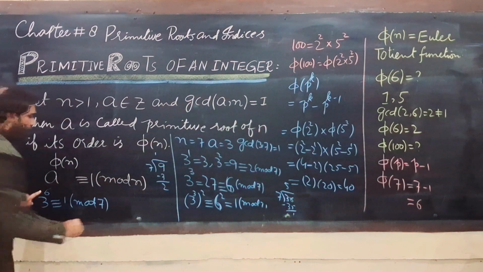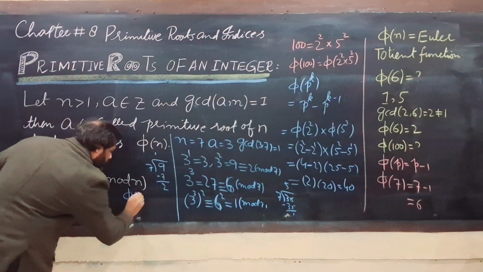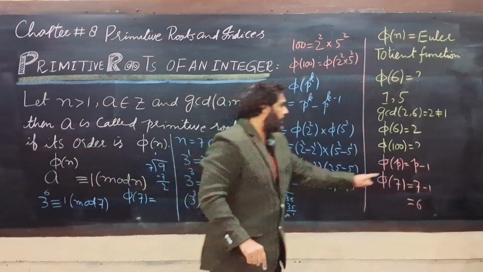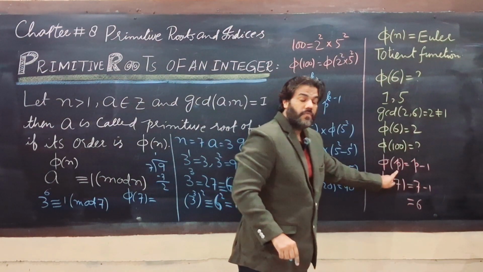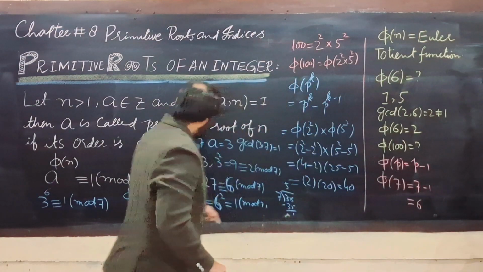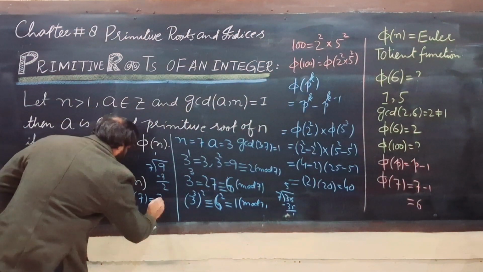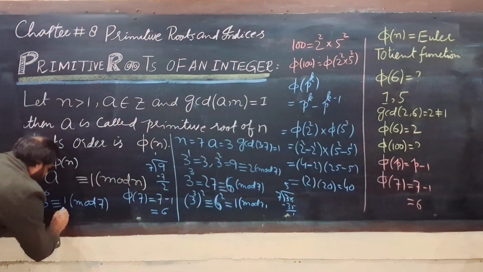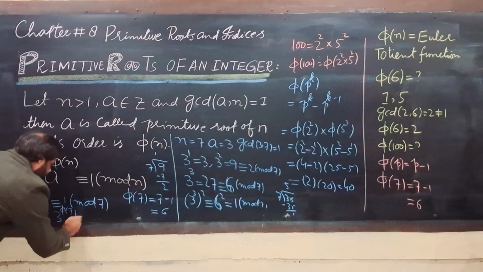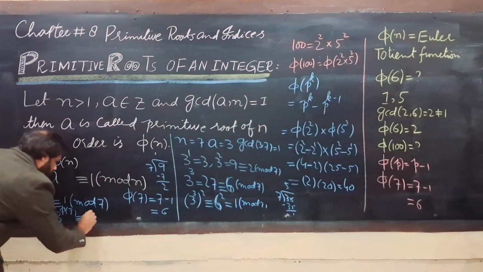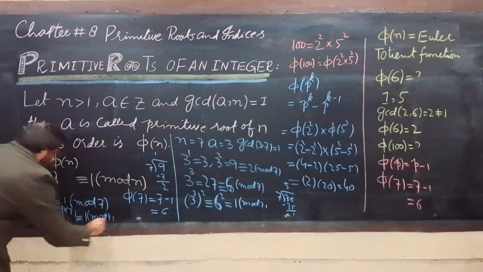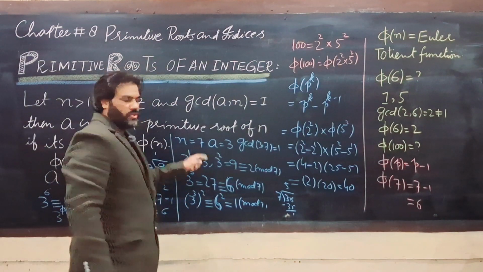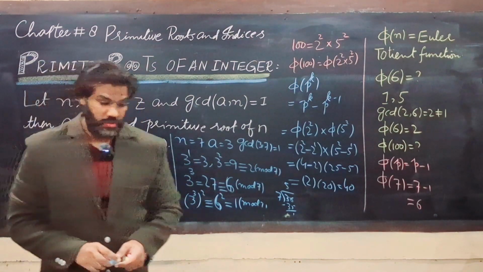Next, if you calculate phi of 7 here, what is phi of 7? 7 is a prime number, and for a prime p, phi is calculated as p minus 1. So phi of 7 is 7 minus 1, which is equal to 6. So we can say that 3 raised to power phi of 7 is congruent to 1 modulo 7. Hence 3 is a primitive root of n is equal to 7.